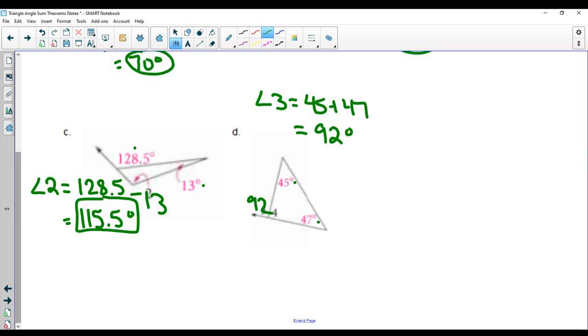Now I'm going to look back. I'm going to erase that because that looks bad. This looks like 92. So I know that this 92 and this angle 4 are a linear pair, which means 92 plus angle 4 should give me 180. So angle 4 is 180 minus 92, which should give me 88.